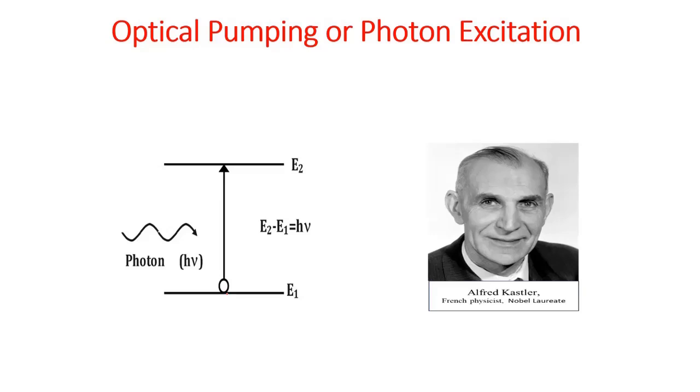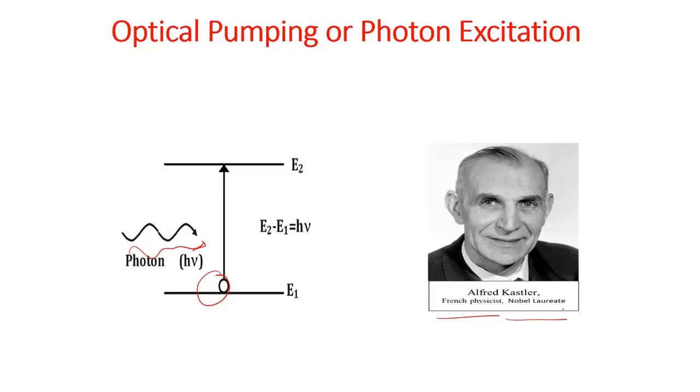Optical pumping. Optical pumping is the process of exciting an atom from the lower energy level to the higher energy level by a photon of energy h nu. This figure depicts the optical pumping process. This technique was developed by Alfred Kastler, a French physicist, who is one of the Nobel laureates in 1966.